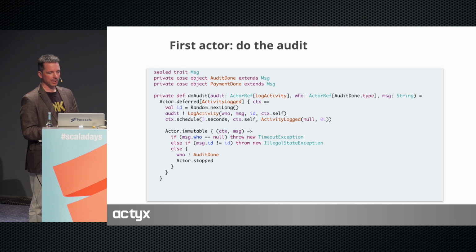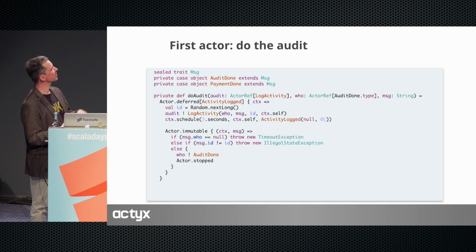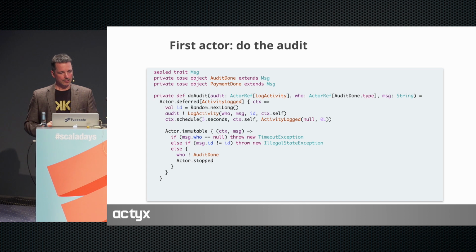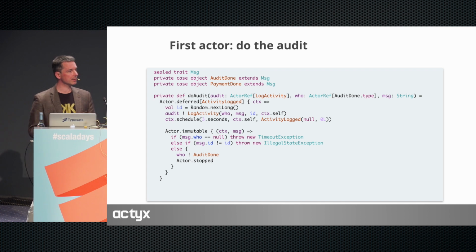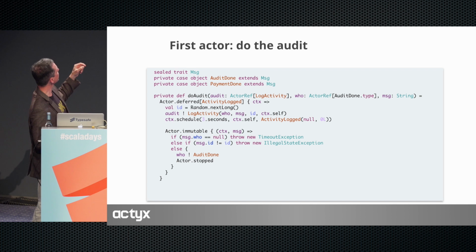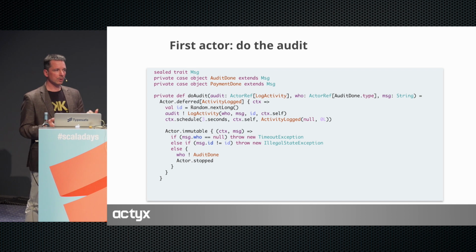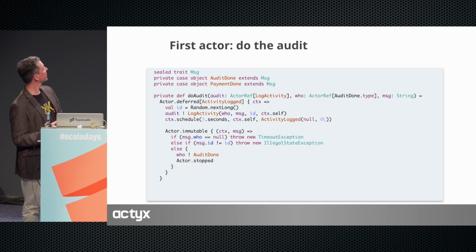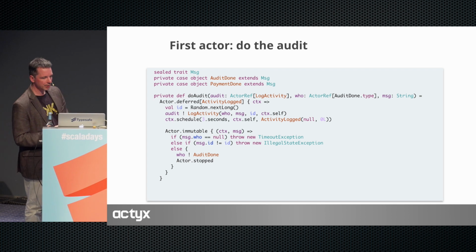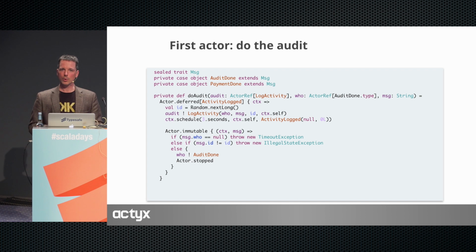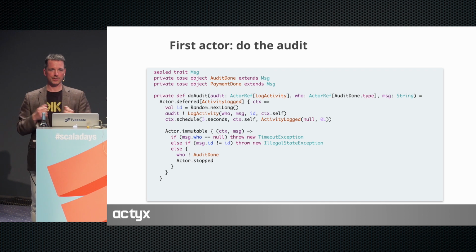So first we pick a random ID, then we send log activity, then we schedule a timeout message, which is a bit naughty here to fit on the slide. And then we return the behavior that shall actually be installed. This checks whether the message is the timeout message using this null trick. And then it checks whether maybe it was the reply to a wrong command, something got mixed up. If everything is fine, then we send the confirmation message, audit done, to whoever tasked this actor with this job.